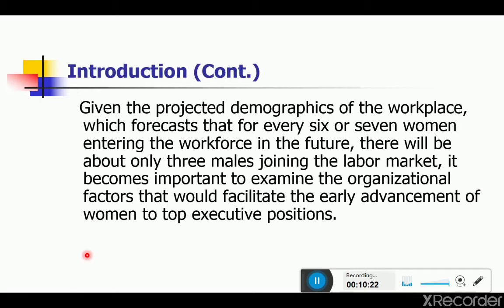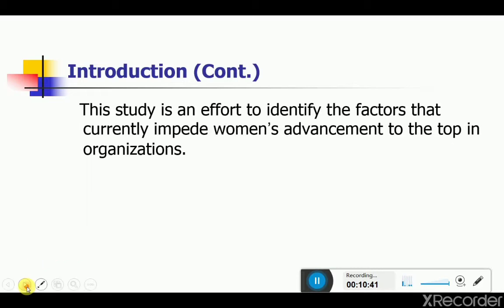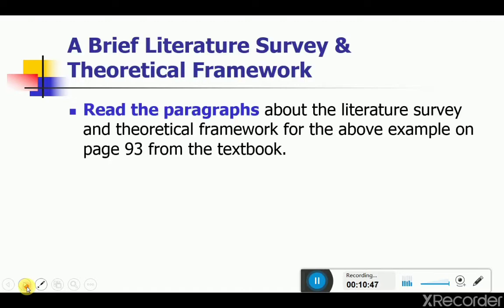So given the projected demographics of the workplace, which forecast that for every 6 or 7 women entering the workforce in the future, there will be only about 3 males joining the labor market, it becomes important to examine the organizational factors that would facilitate the yearly advancement of women to top positions or key positions. So this study is an effort to identify the factors that currently impede women's advancement to the top in the organization. Now read the paragraphs about the literature survey and theoretical framework.